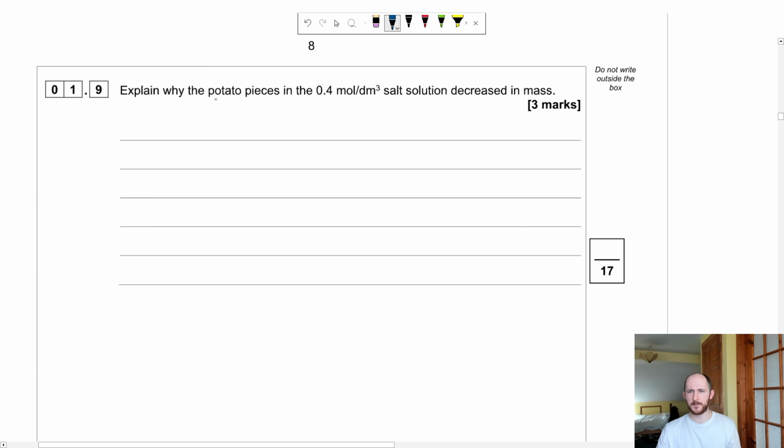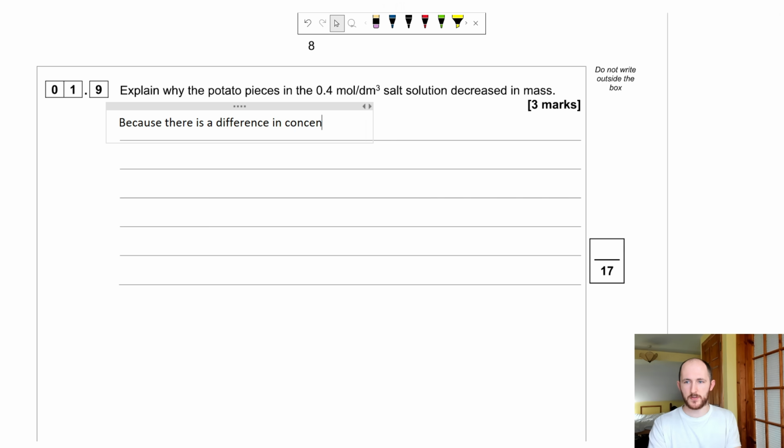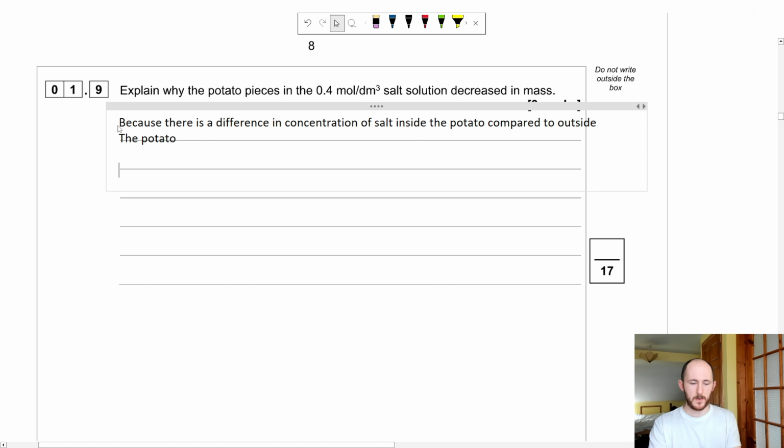And lastly, explain why the potato pieces in the 0.4 salt solution decreased in mass. Well, it's basically what I just said. So I'm actually going to type this out. So if we move this over, and again, using bullet points is probably the best way to do this, because you avoid writing excess stuff. You just want the individual points. So you get marks for writing each of these points. I'm just thinking about the best order. I think we should say the difference in concentration first. So because there is a difference in concentration of salt inside the potato compared to outside the potato, water will move out of the potato through osmosis.